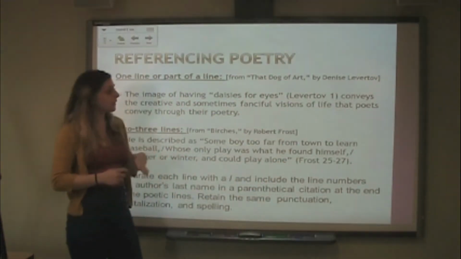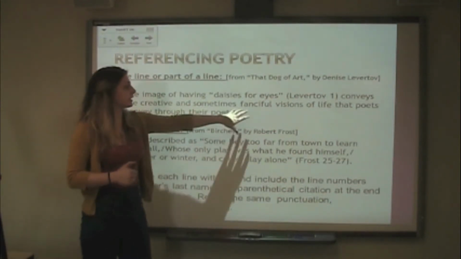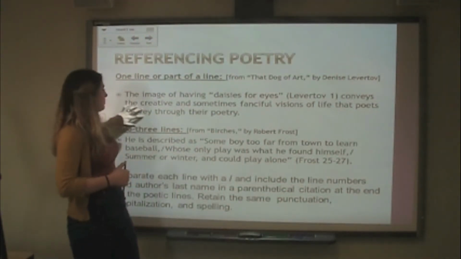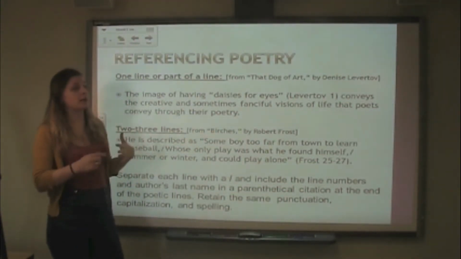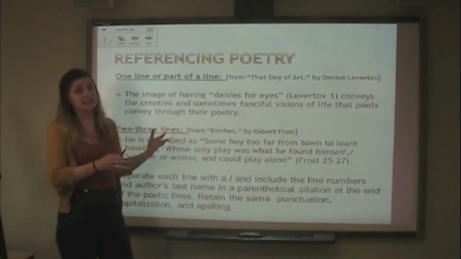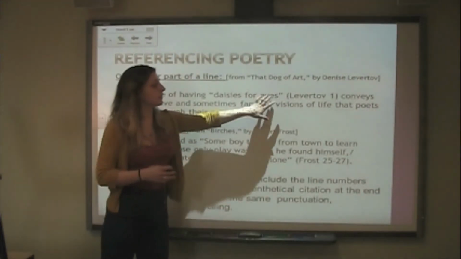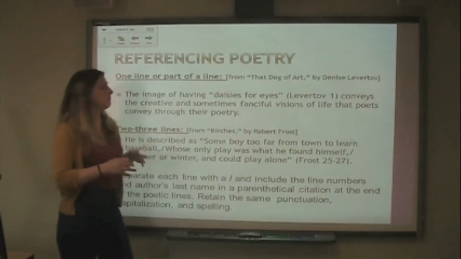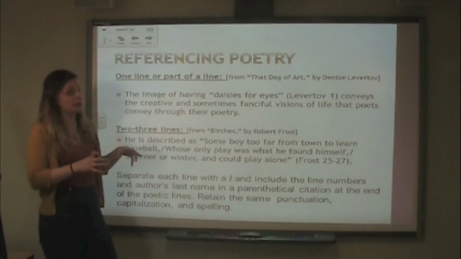Now the reason for that is because if it was at the bottom here, all of this part of the sentence, which is your analysis of that part of the line of the poem, would seem like it was Levertov's, and it's not. So you would want to have it directly after the quotation of the part of the line.